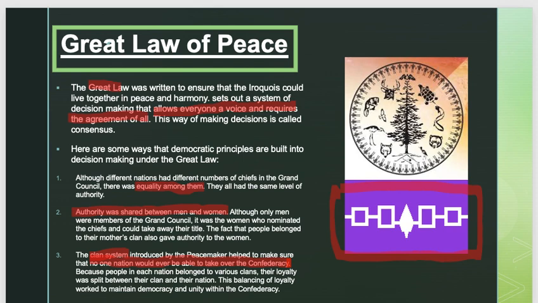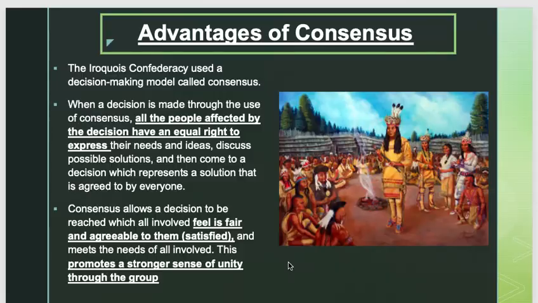And how they did that is they created this Great Law of Peace that said everyone must agree on all decisions and have a voice. All chiefs are equal, even if there are more in one clan than the other, right? Men and women are equal too. Even though men are at the council, women nominate who goes. And with the clan system, everyone is one family, and so that's going to end all kind of war between each other because they belong to various clans. So consensus was built into the laws of the Iroquois.